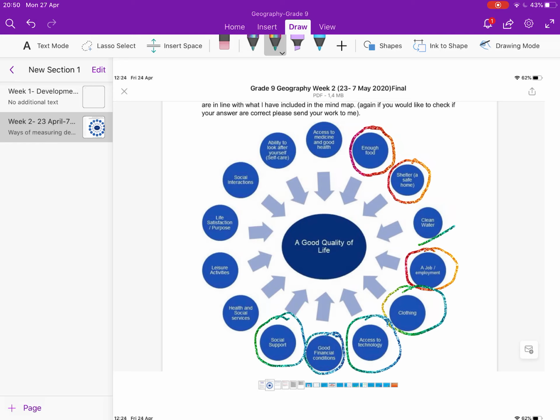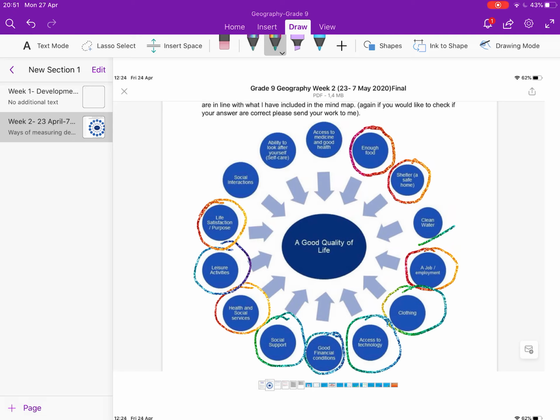We need social support. We need health and social services, access to hospitals, access to shops, access to grocery stores, and so on. Then we need leisure activities. So we all like chilling and hanging out and doing what we love, and that includes leisure activities. Leisure activities will obviously look a lot different depending on where you live. So if you live at the coast, your leisure activities might be surfing and longboarding, whereas if you live in the city, it might be shopping and going to markets.